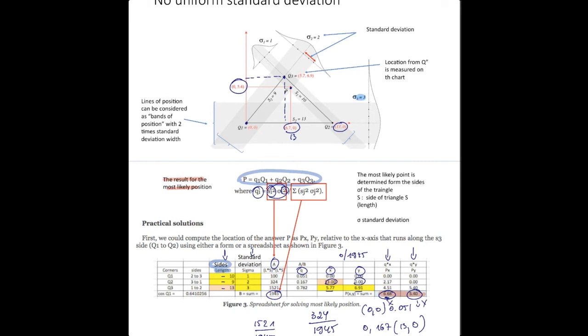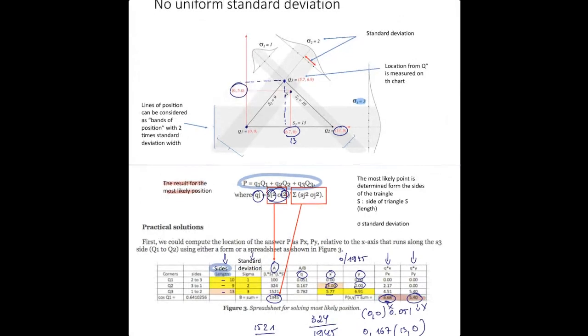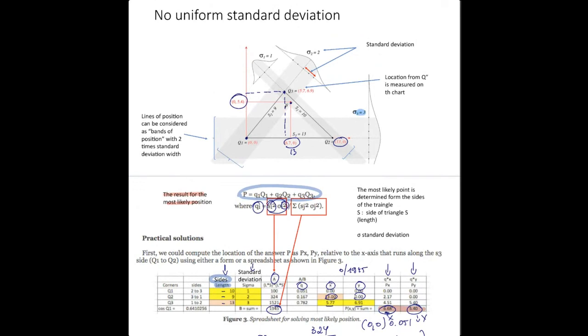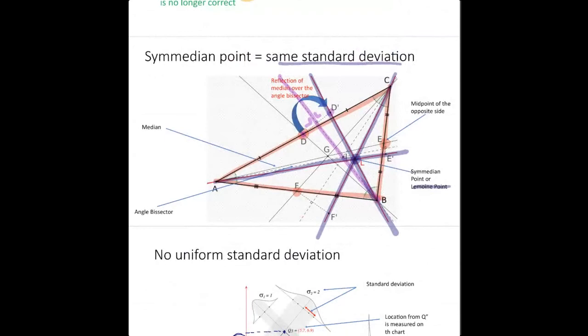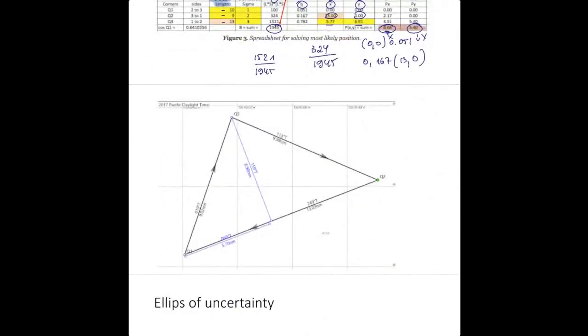And so this is actually a more sophisticated way of determining what the most probable position will be in our triangle when there is no uniform standard deviation. Remember once again, when all observations have the same standard deviation, the same degree of error, we can simply determine the median point in the triangle, also called the Lemoine point, by the construction that I explained to you here, and then we get the most probable position, which is the Lemoine point. Voilà.